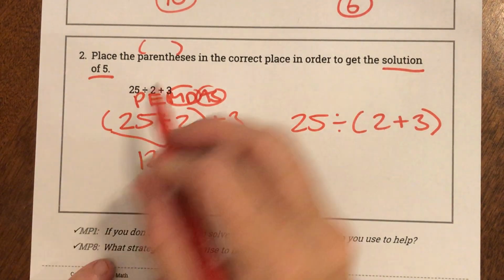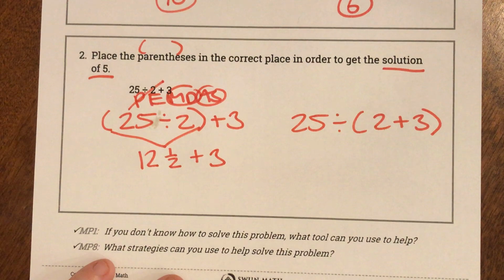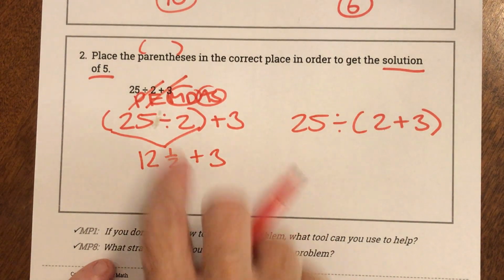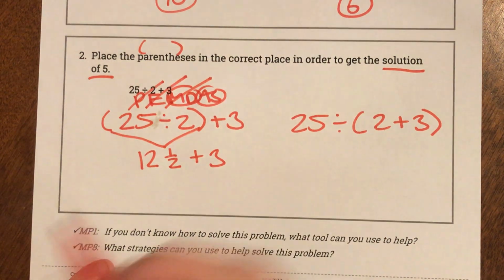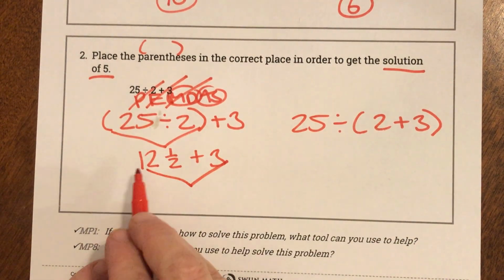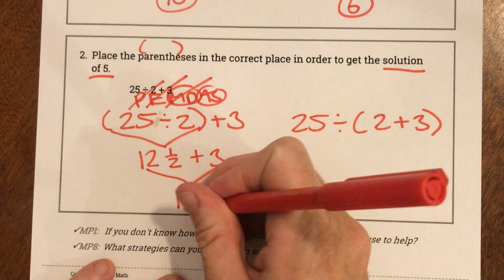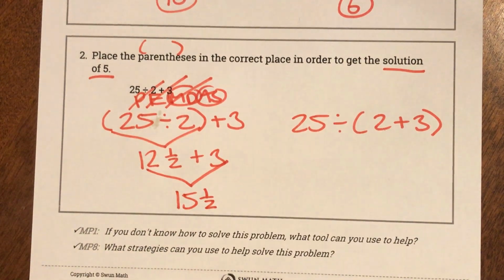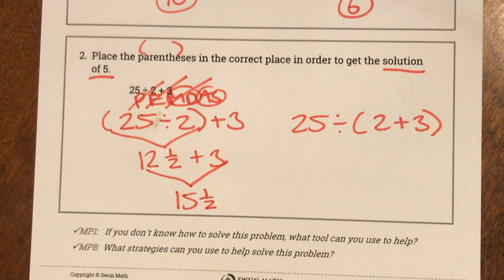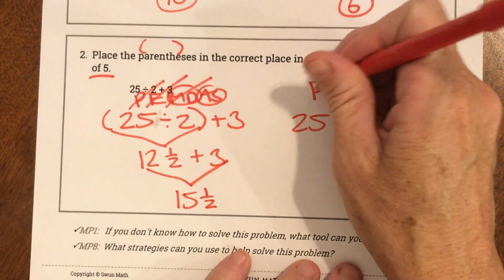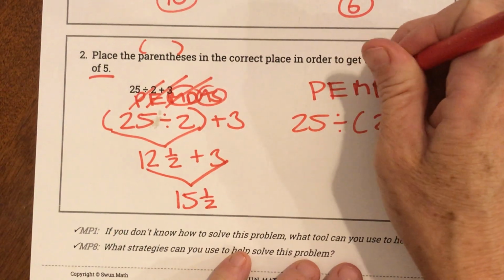Okay, do I have any more parentheses? No. Do I have any exponents? No. Do I have any multiplication or division? No. Do I have any addition or subtraction? Yes. 12.5 plus 3, well, 12 plus 3 is 15.5. And again, I wouldn't expect you to be doing fractions at this point. Okay, let's check the next one, because I'm guessing this one has to be my right answer.